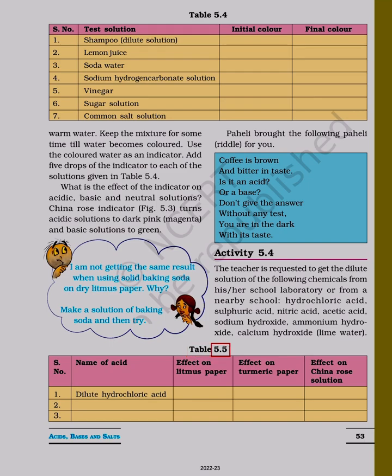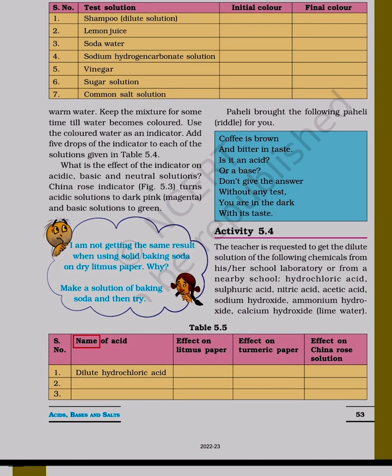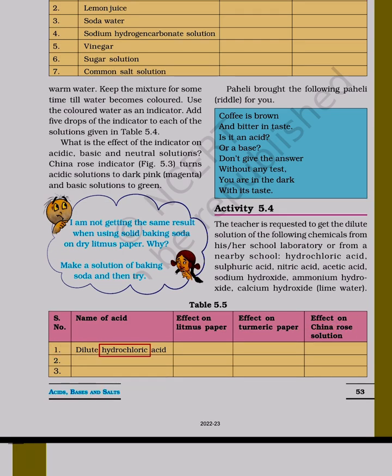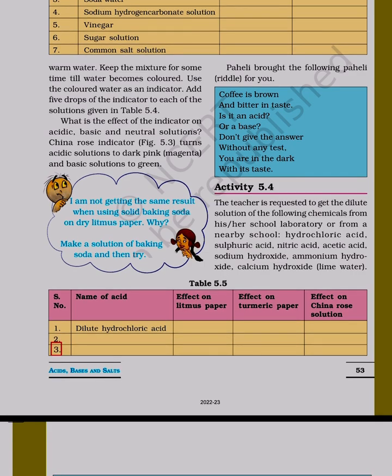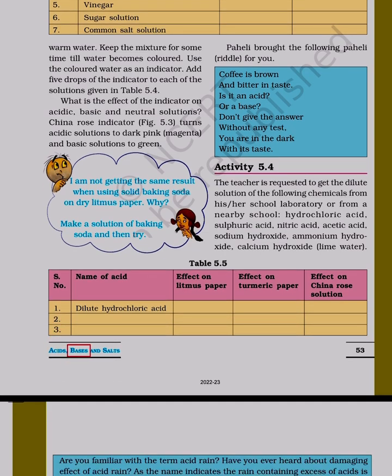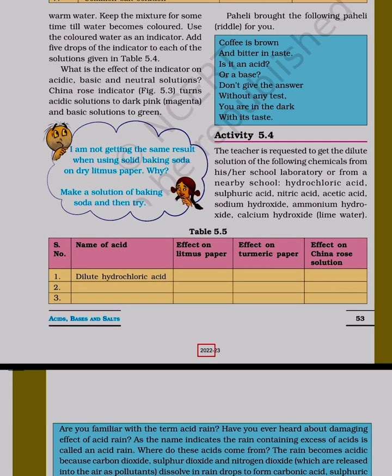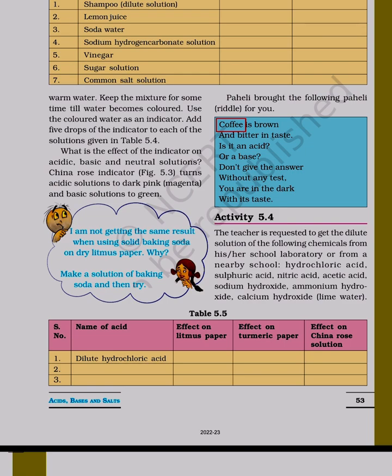Table 5.5. Serial No. Name of acid. Effect on litmus paper. Effect on turmeric paper. Effect on China rose solution. 1. Dilute hydrochloric acid. 2. 3. Coffee is brown and bitter in taste. Is it an acid or a base? Don't give the answer without any test. You are in the dark with its taste.